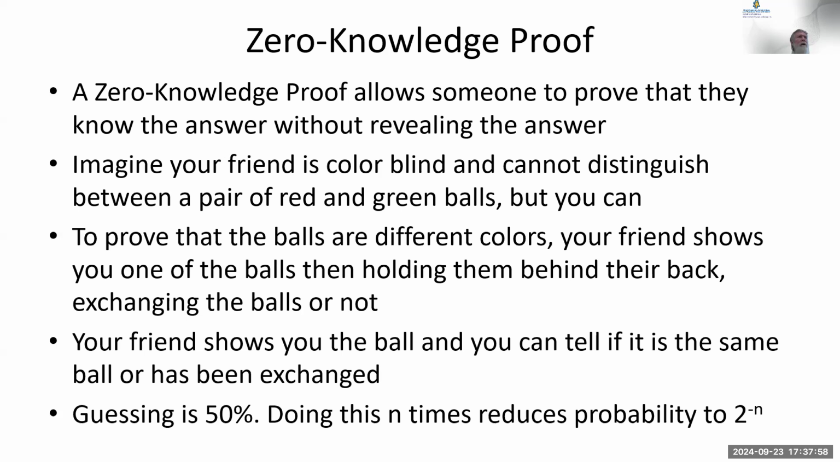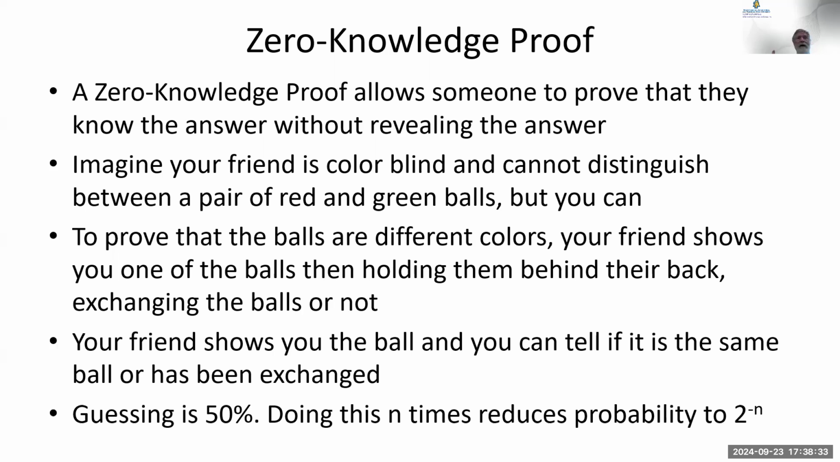There are multiple simple real life ways. One that I took from Wikipedia: imagine your friend is colorblind and cannot tell the difference between red and green balls. They all look gray to them. You can't tell the difference at all. And you're trying to tell them there is a difference. One's red, one's green. They're saying, no, it's not. How do you prove that there's a difference to the person who can't see it? Well, okay. The colorblind person shows you one of the balls. You look at it, you can see whether it is red or green. Then they put it behind their back and may or may not exchange the ball.